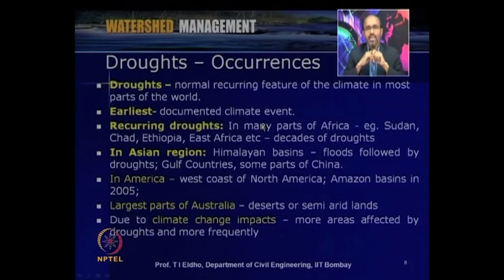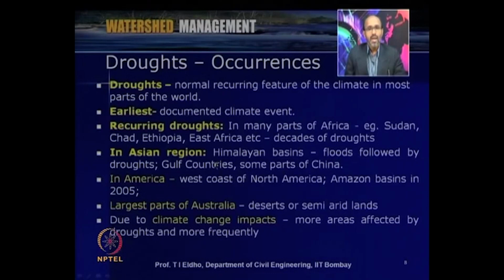You can see that droughts have been mentioned in many of the epics, the Bible, the Hindu textbooks and all these epics. Recurrent droughts, as I mentioned, we can see in many parts of Africa, in countries like Sudan, Chad, Ethiopia, East Africa, etc. There are many countries where droughts occur year after year, with decades of droughts in some locations. In Asian countries, like the Himalayan basins, in the monsoon season there will be severe floods for 3-4 months, followed by drought conditions, since once the rainfall occurs, all the water drains away due to the topographical nature of the region, and in the next few months there is a possibility of droughts.